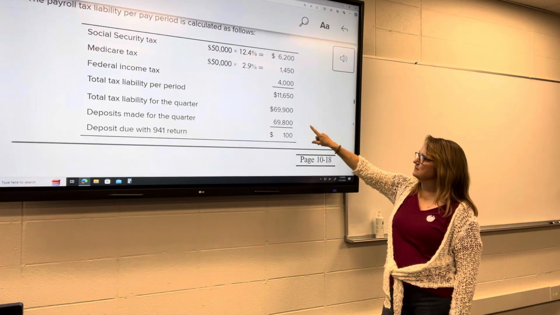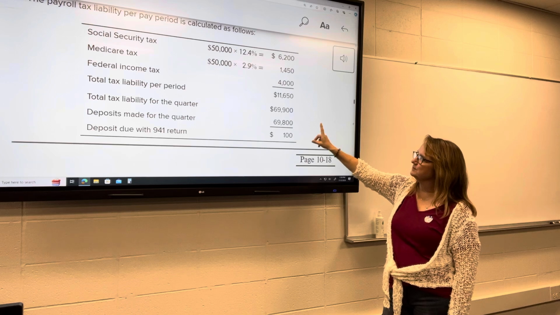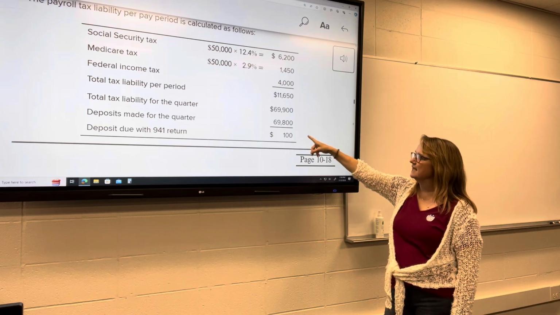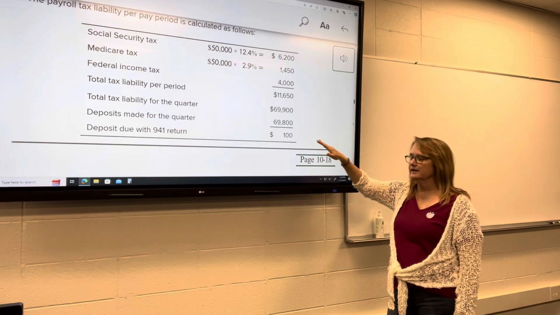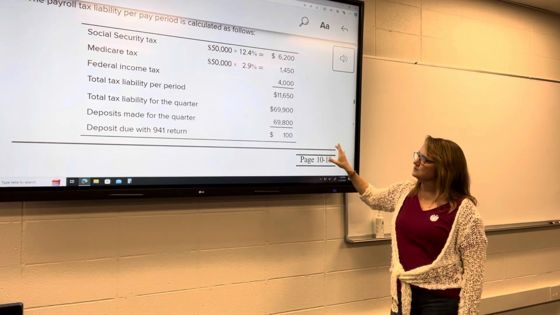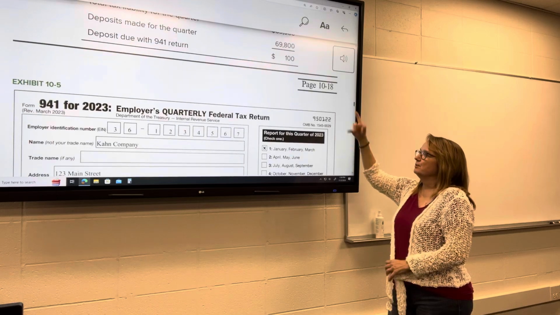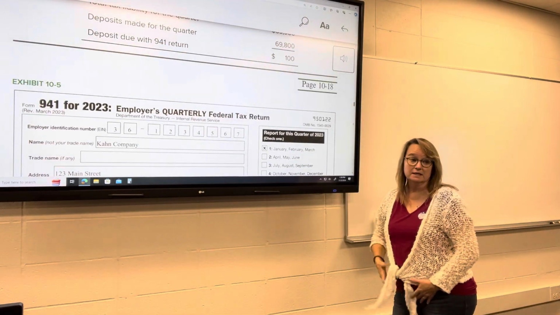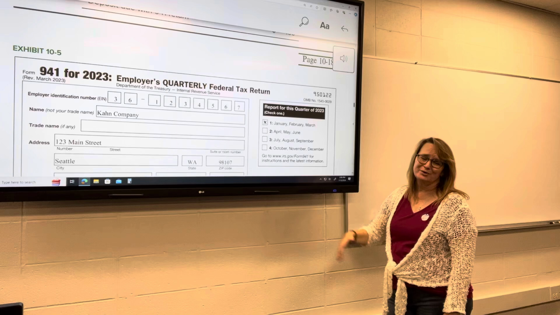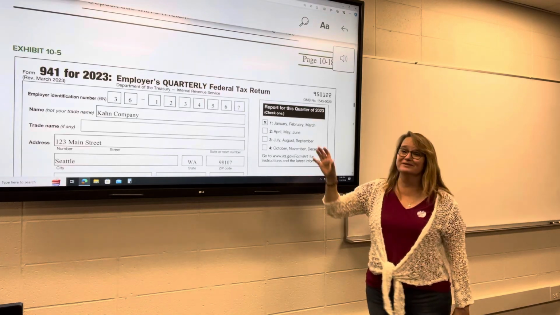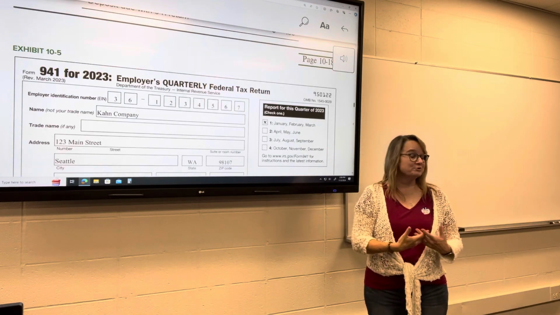So total tax liability for the quarter was $69,900, but they made deposits of $69,800. I do not know how that could happen. So they deposited $100 with the return. They'll probably get a penalty for that because it's late. Like I said, normally those are going to come out almost exactly the same.